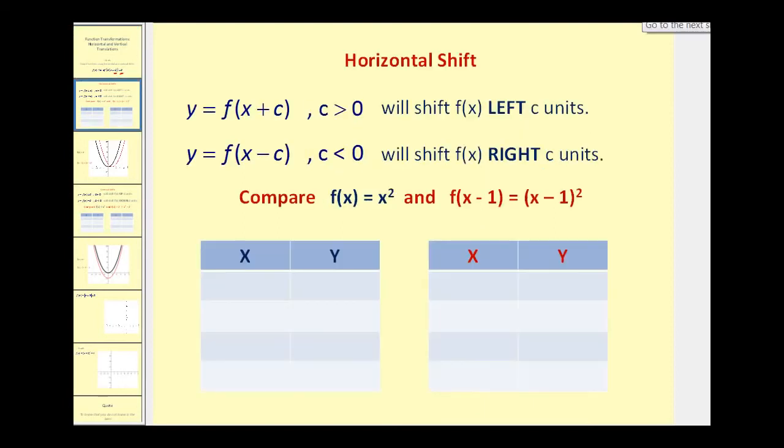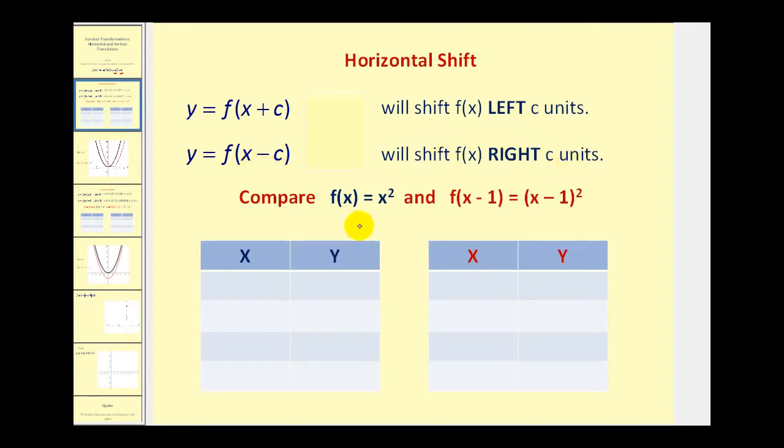transform the function. Let's first talk about a horizontal shift, which means the graph will be shifted left or right. Y equals f of the quantity x plus c will shift f of x left c units, and y equals f of the quantity x minus c will shift f of x right c units. Now this may be the opposite of what you might think. If you add c units to x, the function will be shifted left, and if you subtract c units from x, the shift will be right.